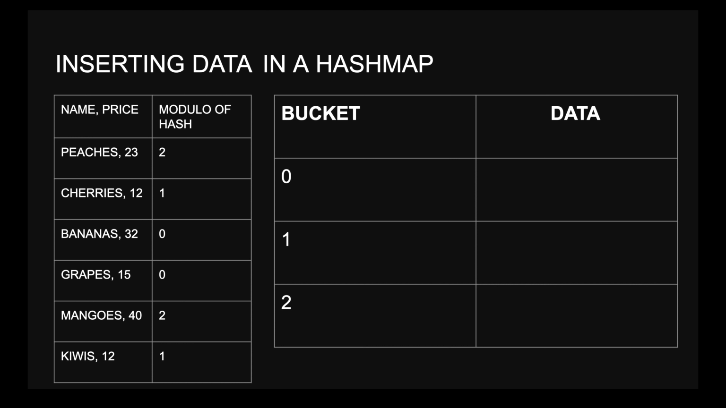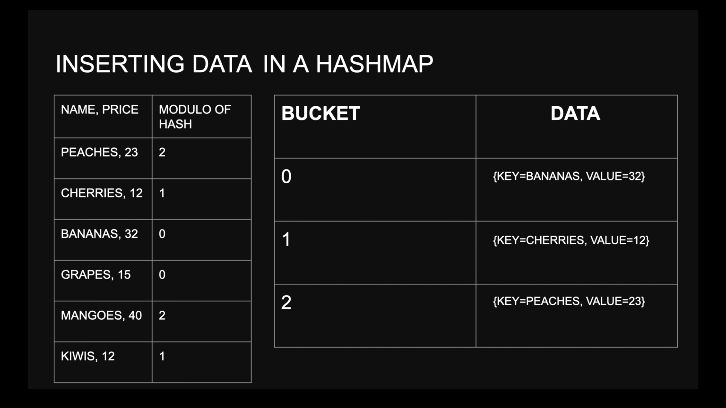First, let's insert the pair peaches and its price. As the modulo by 3 of its hash code is 2, we insert this key value pair in bucket number 2. Using the same logic, let's insert the pair cherries and its price. Next, we'll insert bananas and its price into bucket 0.